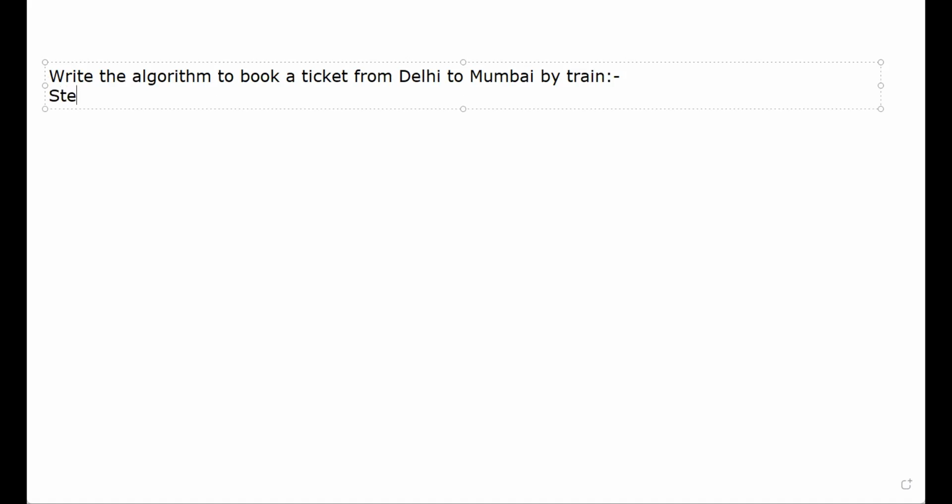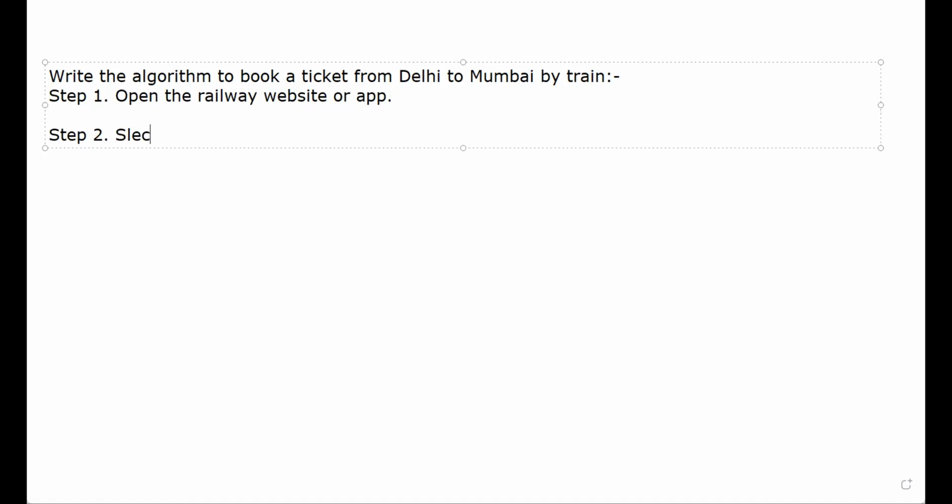Step number 1 is open the railway website and app. Either we will open the railway website or we will open the app. After this, step number 2, select the date and place where we want to go. After this, children, we will select the date and place, where we have to go.